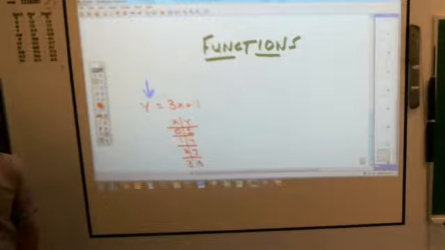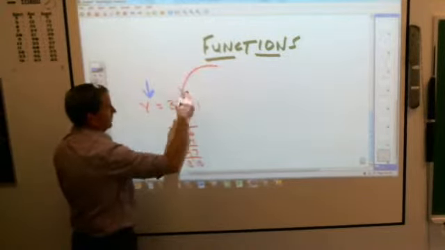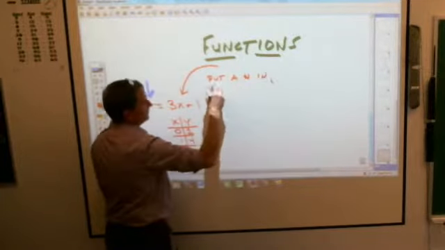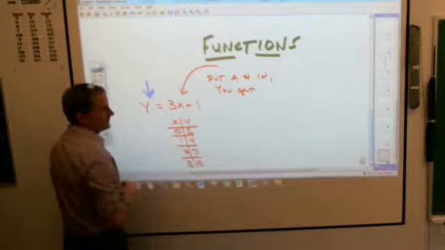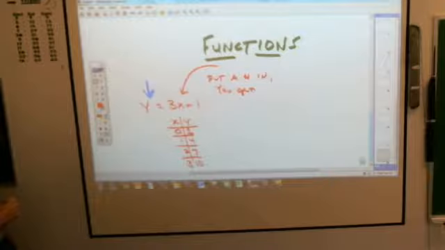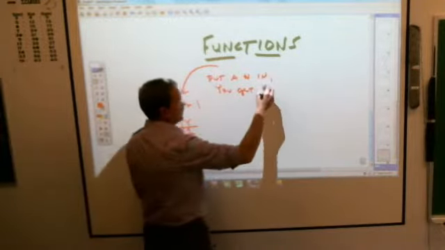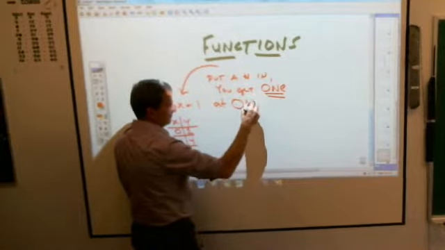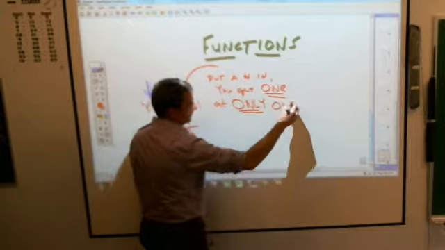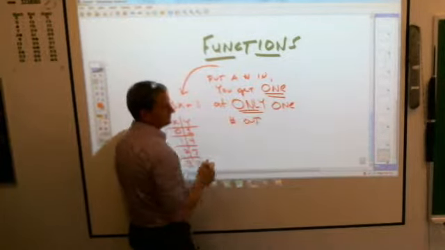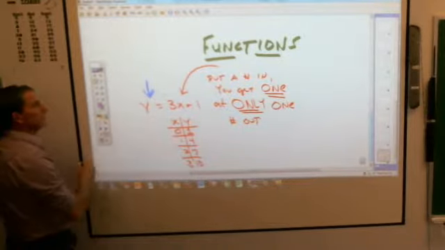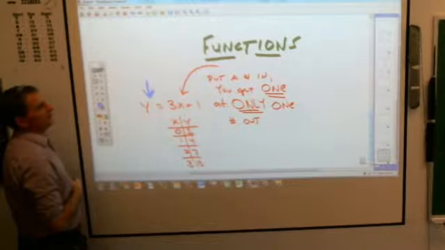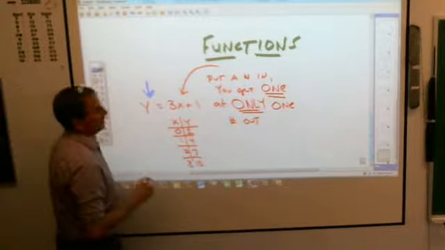Okay, when we talk about this, by the way, this is what we call a function. A function is when you put a number in, you get, all right, here's the key that you have to write down. When you put a number in, you get 1, and only 1 number out. Let's all say that together. Put a number in, you get 1, and stress only 1 number out.